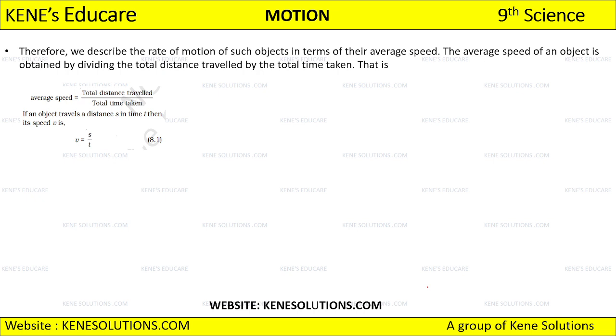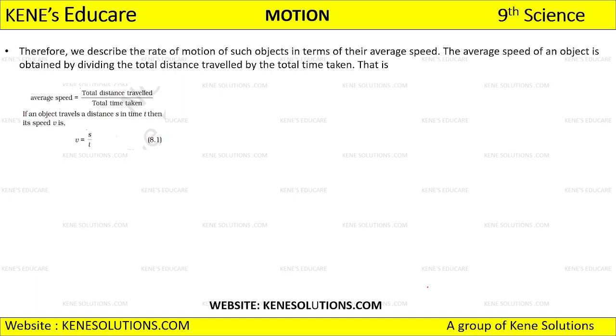So the average speed of an object is obtained by dividing the total distance traveled by the total time taken, like how much distance the car has traveled and how much time the car took to travel that distance. So that is going to be our average speed. So what is the formula for calculating the average speed? Average speed is equal to total distance traveled divided by total time taken.